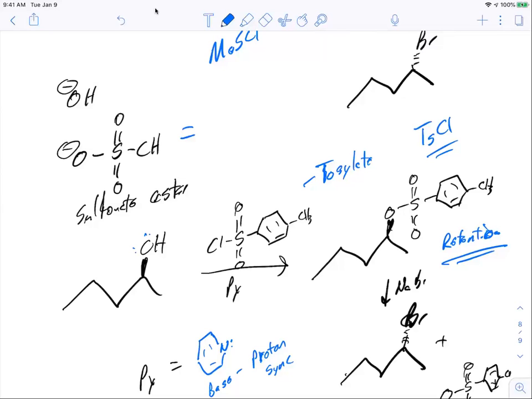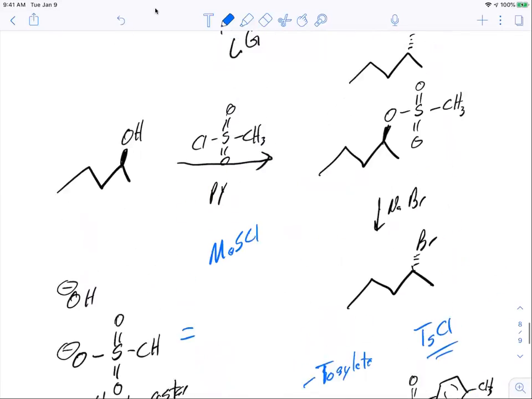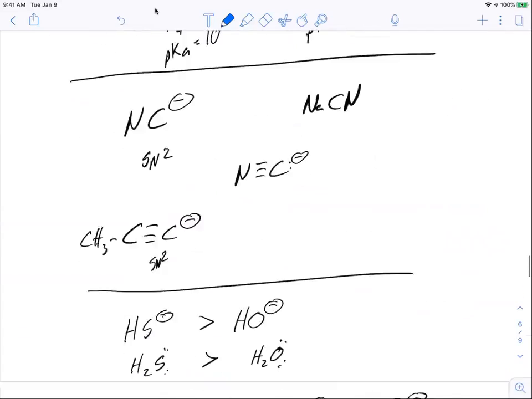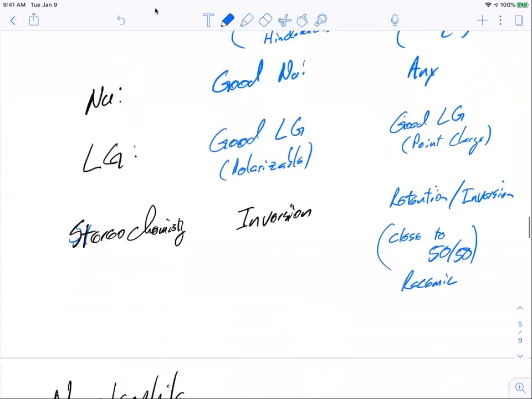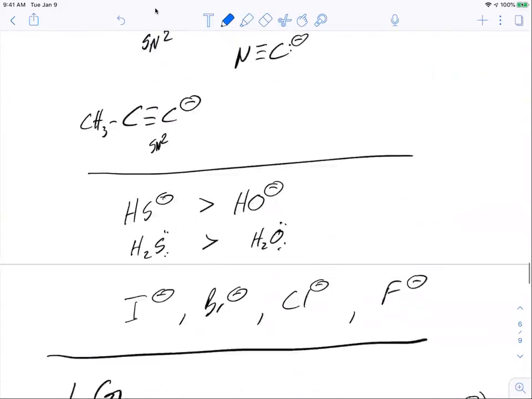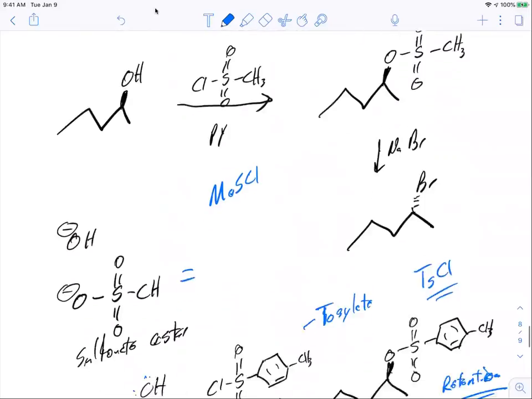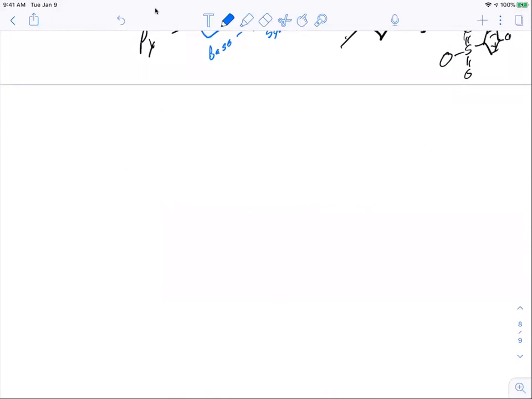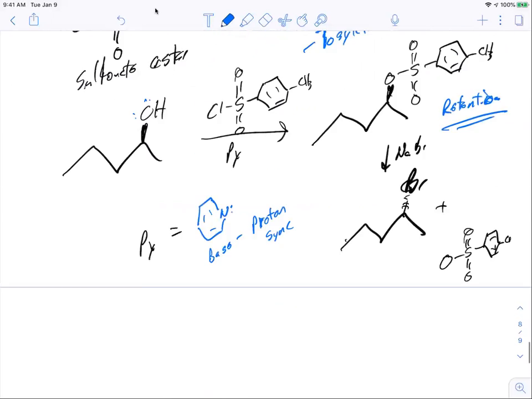Questions about leaving groups? Trying to remember where I wanted to go from here.